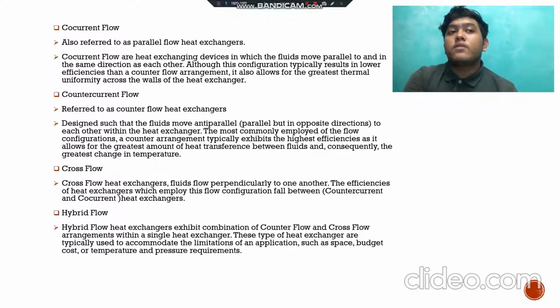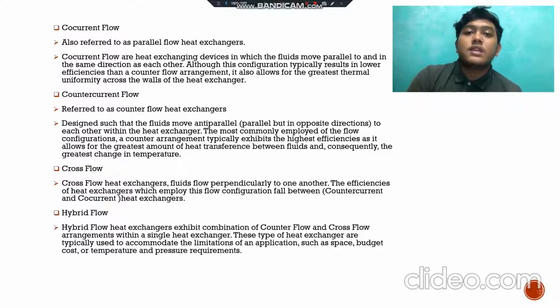Thirdly is cross flow. In cross flow heat exchangers, the fluids flow perpendicularly to one another. The efficiencies of heat exchangers which employ this flow configuration fall between counter-current and co-current heat exchangers. Lastly is hybrid flow. Hybrid flow heat exchangers exhibit a combination of counter flow and cross flow arrangements within a single heat exchanger. This type of heat exchanger is typically used to accommodate the limitations of an application such as space, budget costs, temperature, and pressure requirements.